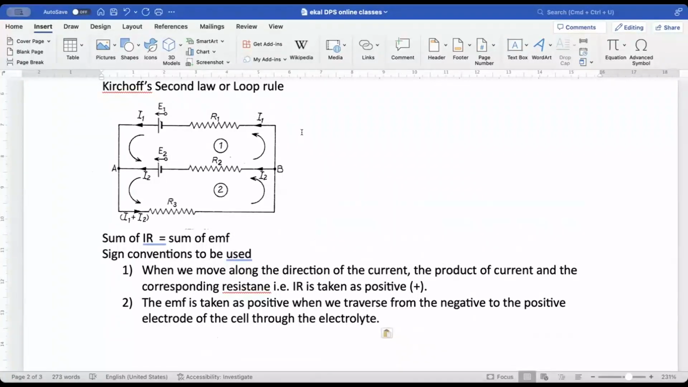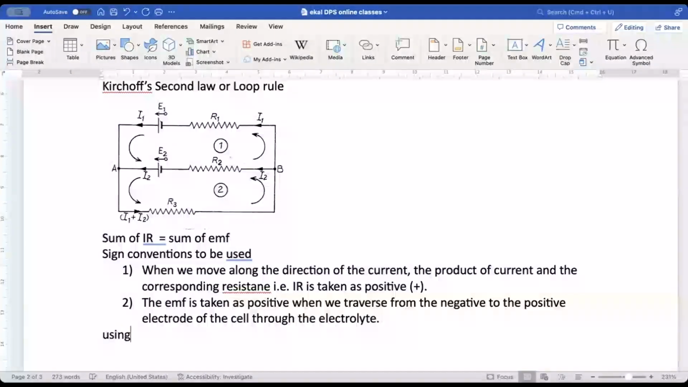there are two cells of EMF E1 and E2. There are three resistances having values R1, R2, and R3. And say the currents flowing in R1 and R2 we call I1 and I2. Right? I1 and I2. Then using Kirchhoff's first law at the junction A.